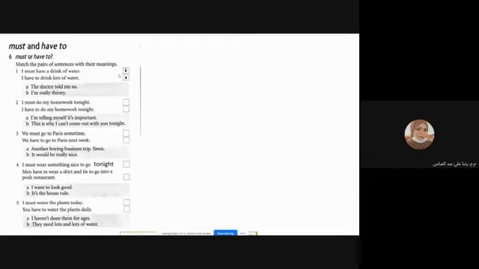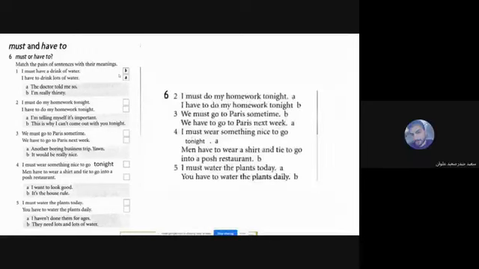وضحت الفكرة طلاب؟ واضح؟ ان شاء الله شكرا. طبعا هاي الأجوبة موجودة. هذا شكرا.